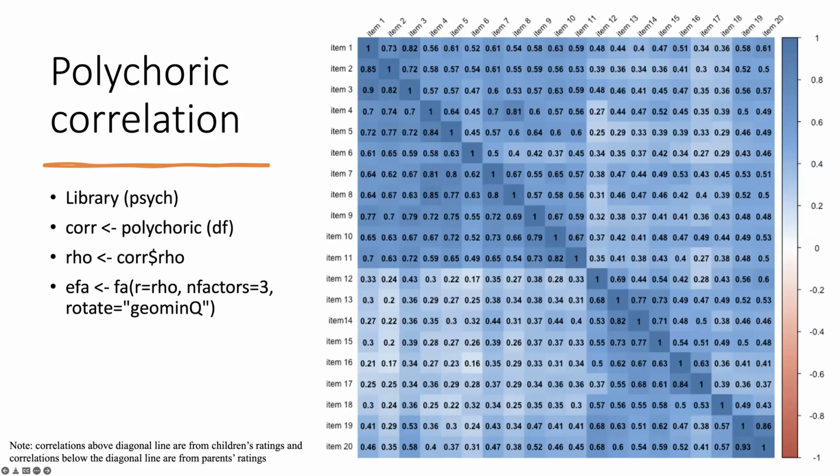But for questions 12 to 20, it's getting harder to see that correlation. So this is why we want to do factor analysis, to confirm whether questions 12 to 20 can be grouped together. I'll talk about this last part after I talk about the next slide.